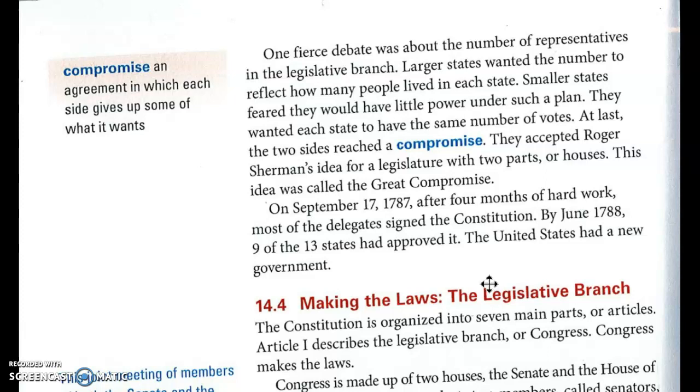On September 17, 1787, after 4 months of hard work, most of the delegates signed the Constitution. By June 1788, 9 of the 13 states had approved it. The United States had a new government. And then to the left, we have the word compromise, an agreement in which each side gives up some of what it wants.